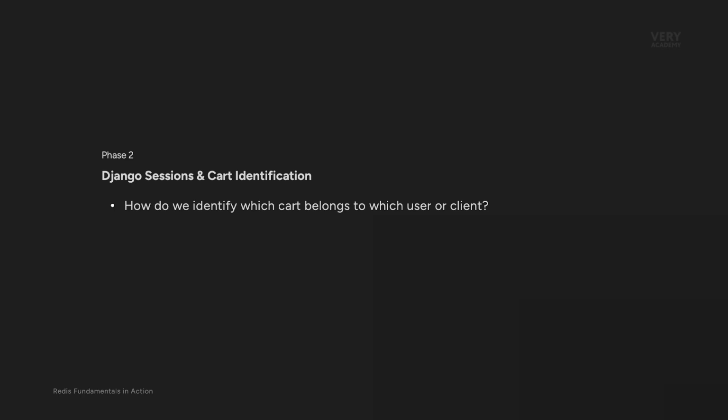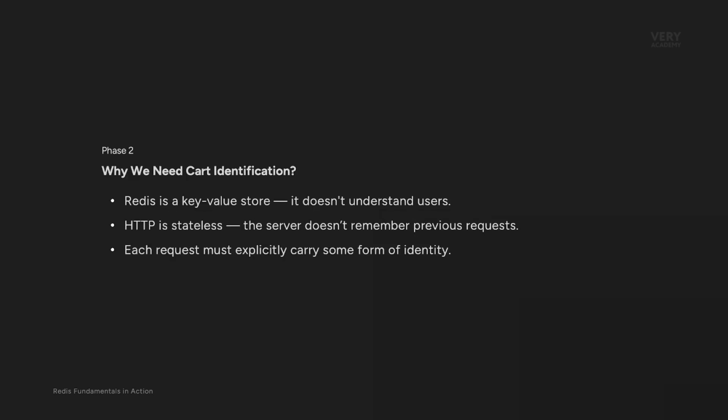It simply stores data, so it's our job to tell Redis, hey, here's the key that represents the user's cart. Go and get it. So we need a reliable way to map incoming client requests to the right cart in Redis. So every time a user adds something to their cart, we want that item to be added to their cart in Redis. This means we need a way to say this request belongs to a specific cart. Now, without proper identification, two different users could end up sharing the same cart, or worse, losing their data entirely.